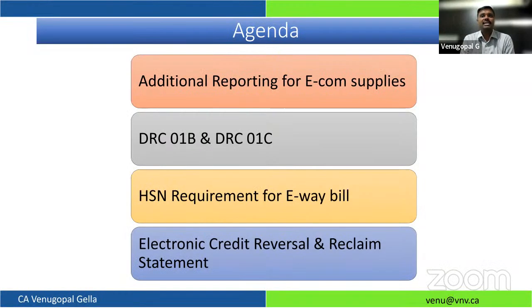So what we are going to discuss today is the additional reporting compliances that have come in GSTR-1, and some minor changes that have happened in GSTR-1. We are also going to look at DRC 1B and 1C, which are the important notices that are coming up. And there is some HSN related requirement for the e-invoice and e-waybill. Lastly, we'll briefly touch upon electronic credit reclaim and reversal and reclaim statement, which is due for filing by the end of this year, which is Jan.